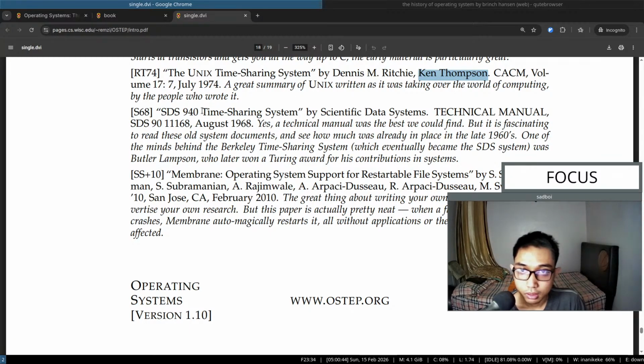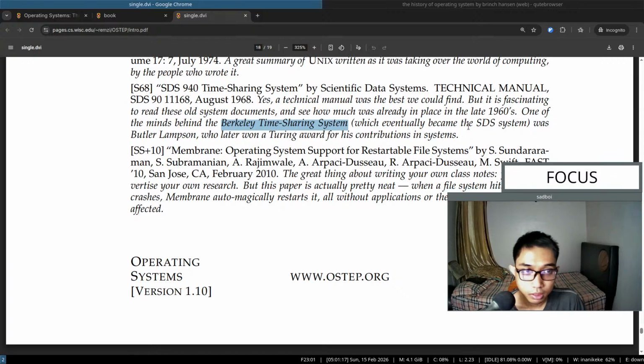SDS 940 time sharing system. Yes, a technical manual was the best we could find. But it is fascinating to read this old system document and see how much was already in place in the late 1960s. One of the minds behind the Berkeley time-sharing system, which eventually becomes the SDS system, was Butler Lampson, who later won a Turing Award for his contributions in systems.